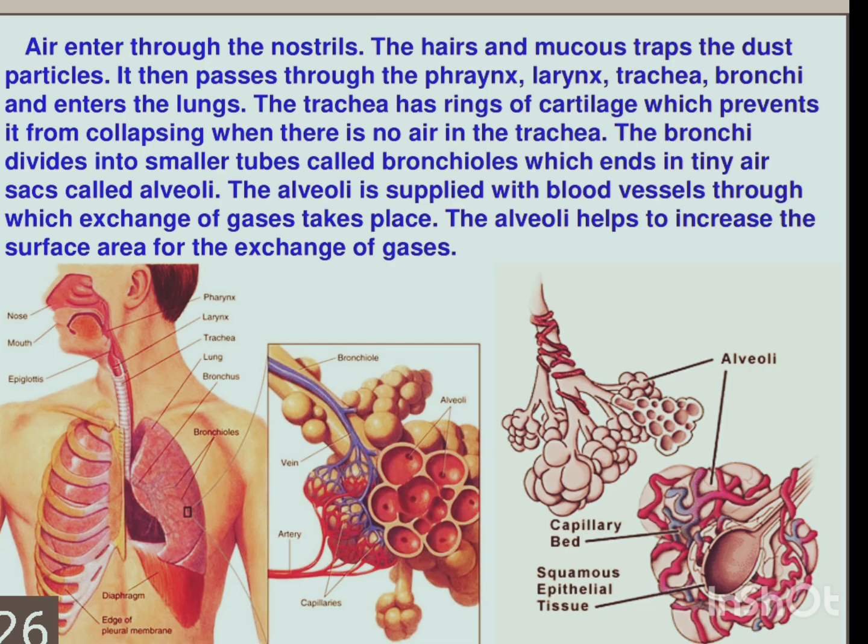You can see here in the picture what is happening. The bronchi are divided into many tube-like structures called bronchioles. Those bronchioles will end in sacs called alveoli. See, alveoli is the place supplied with blood vessels through which exchange of gases takes place. The actual exchange of gases takes place in the alveoli. The alveoli help to increase the surface area for the exchange of gases. So this process happens mainly in the alveoli.